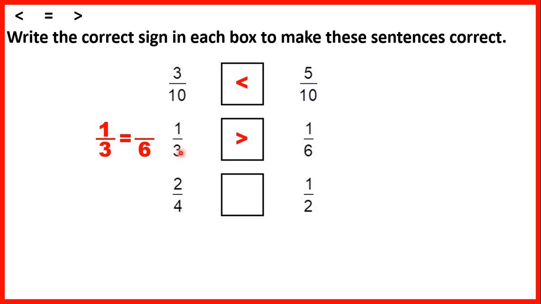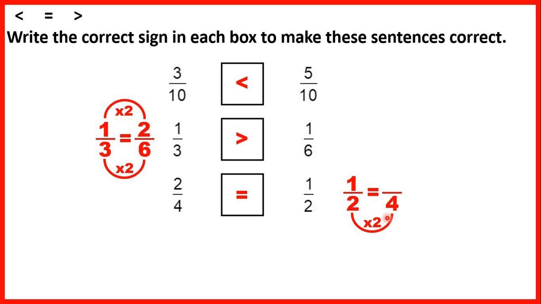We can see if we make the denominators the same, that 1/3 is equivalent to 2/6, so 2/6 is larger than 1/6. Now we have 2/4 and 1/2. 2/4 is equal to 1/2 because if we find a fraction equivalent to 1/2 with a denominator of 4, remember we use multiplication to find equivalent fractions, so 1/2 is the same as 2/4, so we need an equal sign.